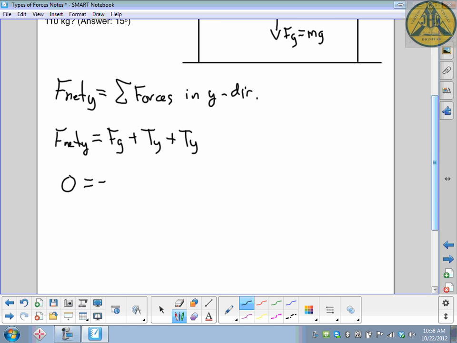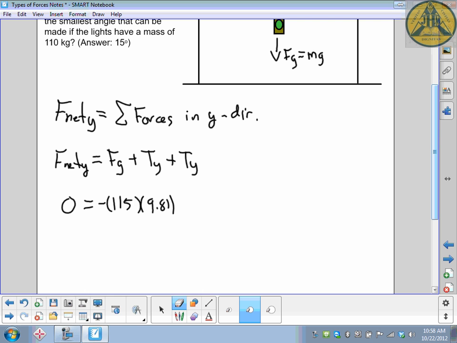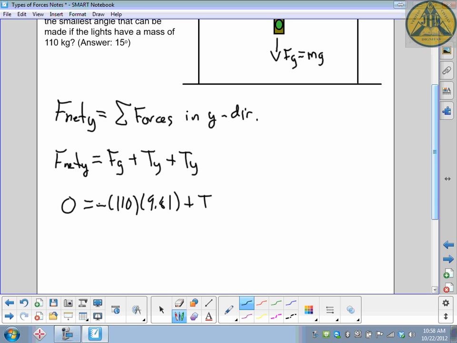Force of gravity we have, that's negative mg, with a mass of 115 kilograms. Gravity is 9.81. Don't put gravity as a negative 9.81, just leave the negative out in front. Before I go further, that's 110 kilograms, not 115. And the two Ty's we don't know, but we can combine those to say 2Ty. So now we solve for Ty, the force of tension in the vertical direction.